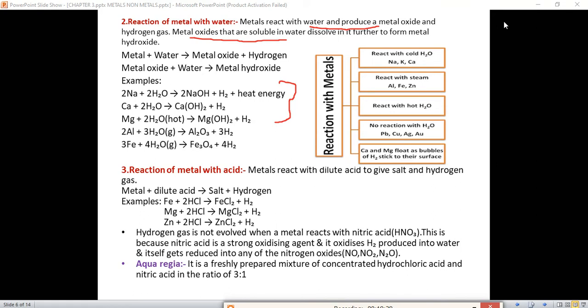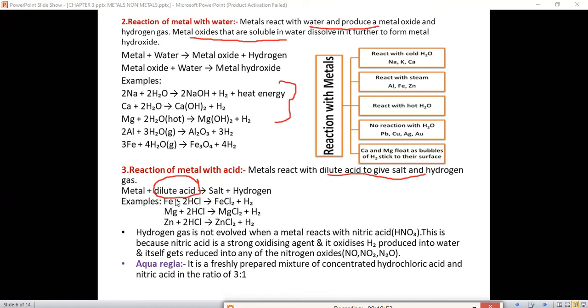Now the third topic is reaction of metal with acid. Metals react with dilute acid to give salt and hydrogen gas. Metal will react with dilute acid, not the concentrated one. So what do you understand by dilute acid? It is one in which the amount of water is more and the amount of acid is less. Metal reacts with dilute acid to form salt and hydrogen gas.